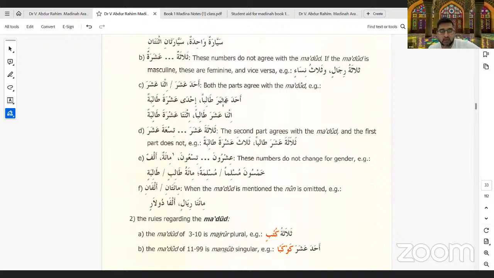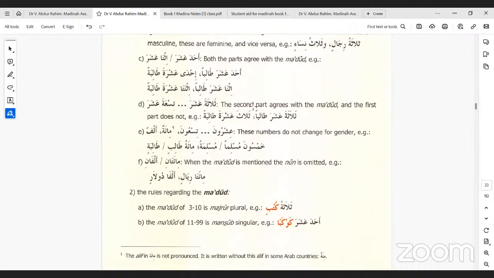So you see here, ashara taliban, and ahada is the same as well. Ihda is feminine, ashrata is feminine, because in 11 and 12, both parts correspond. And then D, thalathata ashara and tis'ata ashara. So that's 13 to 19. The second part agrees with the ma'dud and the first part does not. Example: thalathata ashara taliban and thalatha ashrata talibatan. So 13 male students and 13 female students.